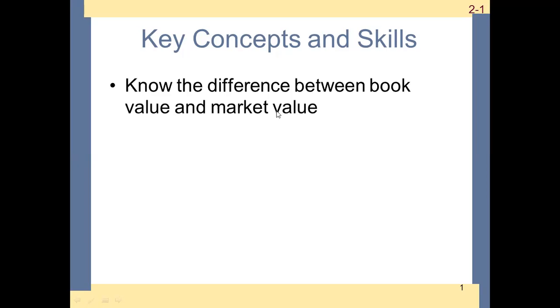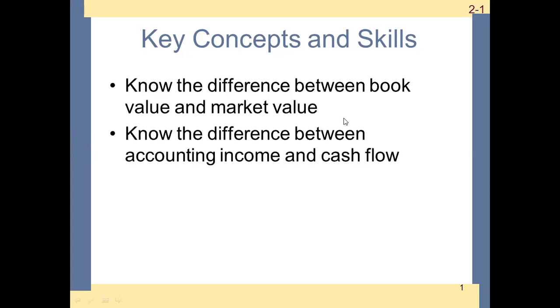The book value normally always differs from the market value. We will try to know the difference between accounting income and cash flow. So there are two types of incomes. One is the cash flow basis and the other one is accounting basis income. So we'll try to look deep into how they differ.